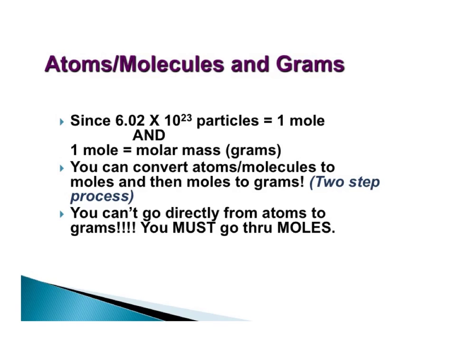Okay, just some more tips on these 3-step problems. Since 6.02 times 10 to the 23rd particles equals 1 mole and 1 mole equals the molar mass of something, you can convert from atoms or molecules to moles and then moles to grams. Again, this is a 2-step process. Again, I say, you cannot go directly from atoms to grams. You must go through moles. I saw a lot of this on your homework and other work that you guys were doing, and I wanted to make sure I stressed that a lot in this video.